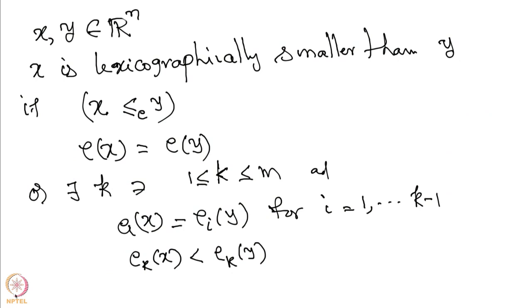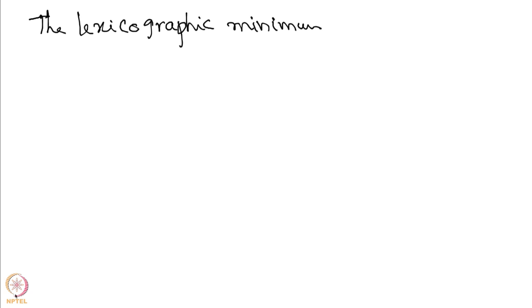Now once you define this dictionary order on the excess vectors, that induces an order on the allocation vectors x and y. So what we now see is that the lexicographic minimum is called the nucleolus of the game.